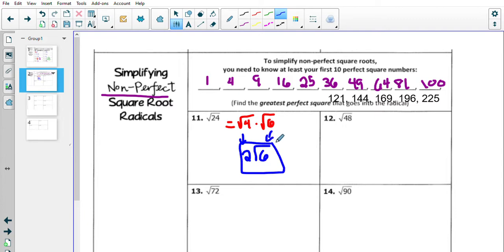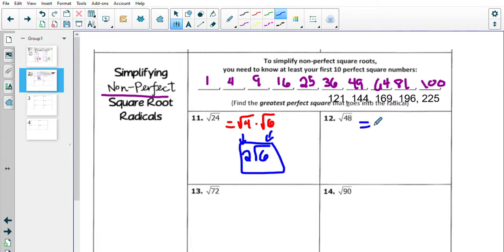Okay, that comes down. All right. I can do the same thing here with 48. I'm going to start with the highest number less than 48, which is 36. I do 48 divided by 36, I get a decimal. 48 divided by 25, I get a decimal. 48 divided by 16, I get 3.